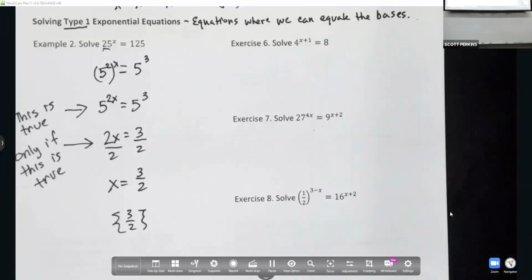Just to give everybody a little nudge in case you're staring at the problem not knowing what to do next, what is the base that you can write 4 and 8 as a power of? 2. Yes, so that should be step 1, writing the 4 and the 8 as a power of 2.